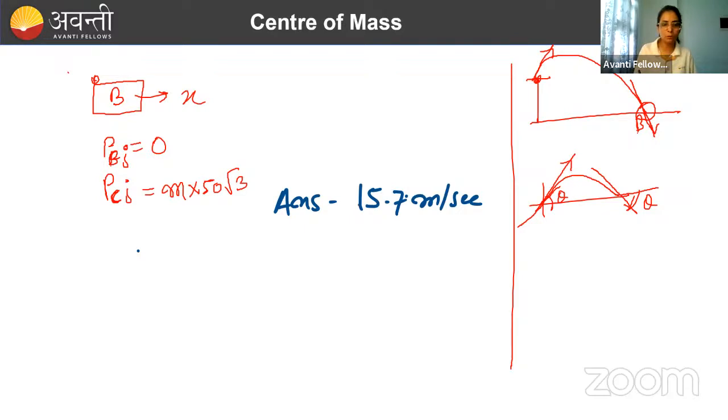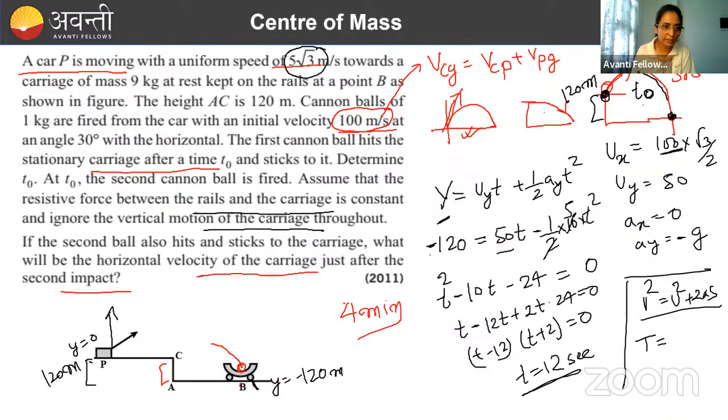Initial momentum total is how much? M into 50√3. Now finally what is going to happen? This cannonball will stick to it. So finally, what system am I considering? Cart, this B, and cannonball. So initially the system's momentum is this, finally both are getting stuck together. So what will be the mass of these two now? You just see the mass of individual one. 1 kg was the mass of the cannonball and the mass of B was 9 kg.